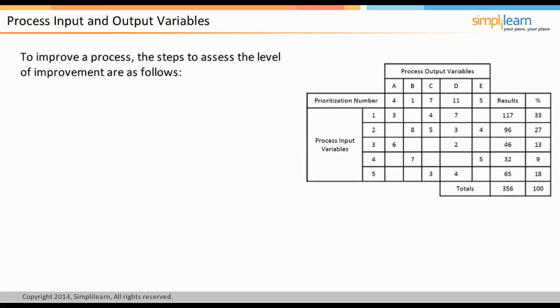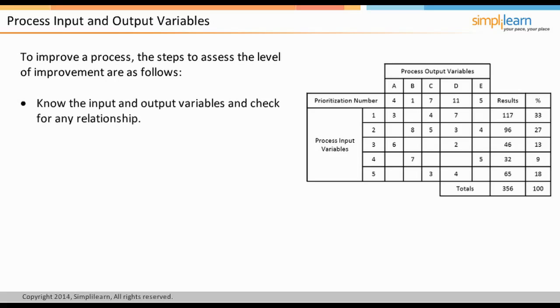Process improvement has a few prerequisites. Before a process can be improved, it must first be measured to assess the level of improvement required. The first step is to know the input variables and output variables, and check for any relationship. The SIPOC map and the cause and effect matrix are very helpful.